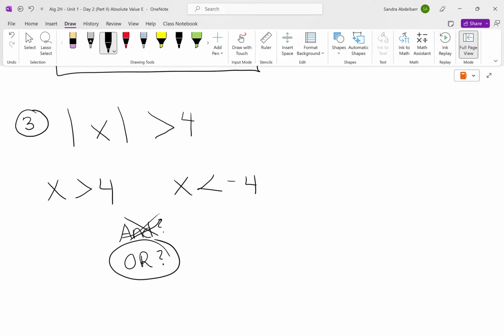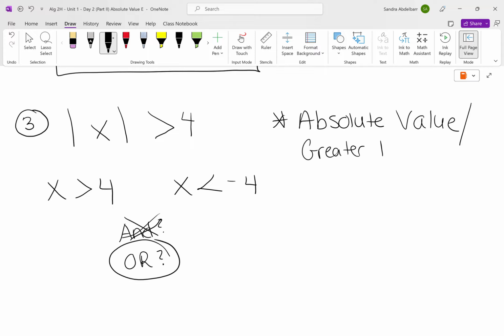All right, so think of it this way. If the absolute value inequality is a less than, it is more restrictive, so it's an and problem. If it's greater than, it is not restrictive, so it's an or problem. So let's write that down. Absolute value greater than is an or problem.